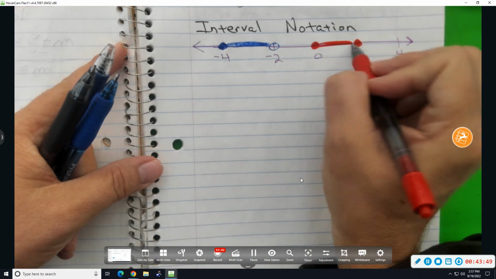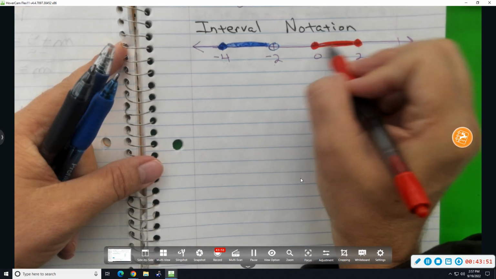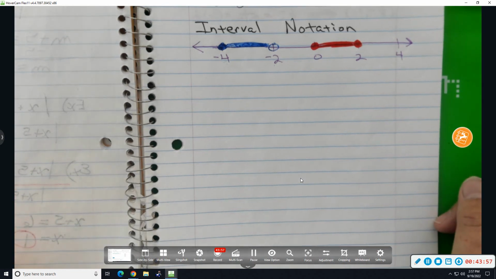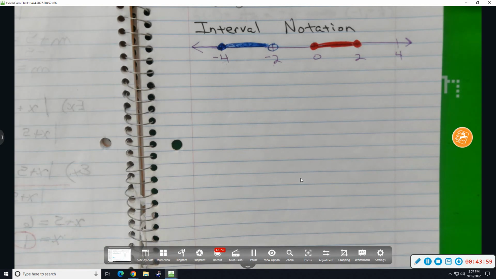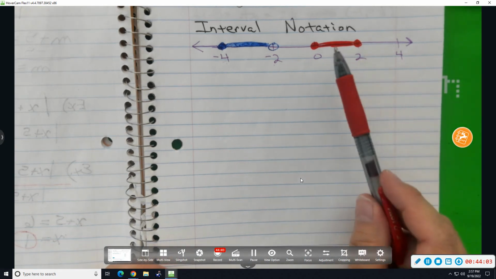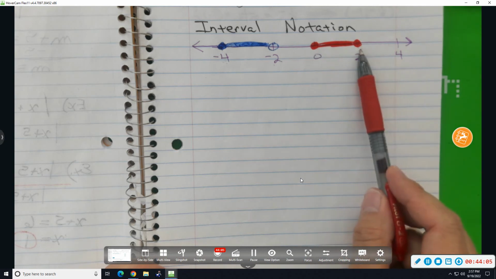Okay. Now here, when we're saying numbers, we mean the real definition of numbers, including the decimals and fractions and stuff. Like the red interval, it's all numbers between 0 and 2, including 0, including 2.